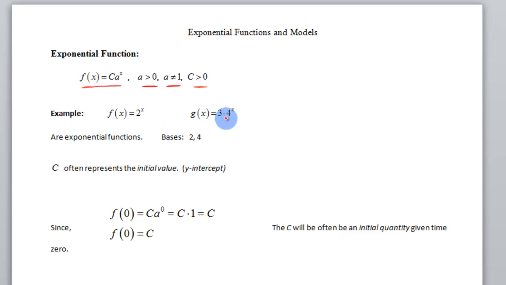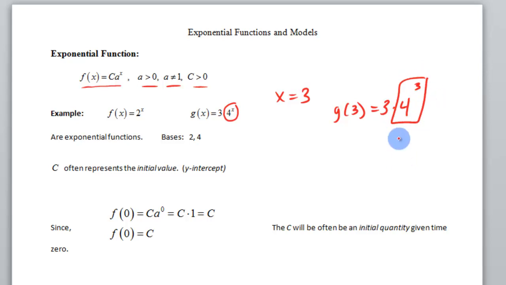g of x equals 3 times 4 to the x. Now remember, this x input's only affecting the 4, and then it's 3 times that. So, for example, if I put x equals 3, then g of 3 would be 3 times 4 to the third power. And you'd have to figure 4 to the third power out first, 64, and then multiply that times 3. So it only goes on the 4, it doesn't go on any other number out front, that c value.